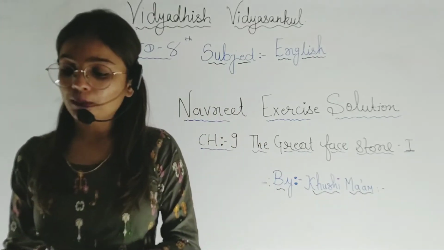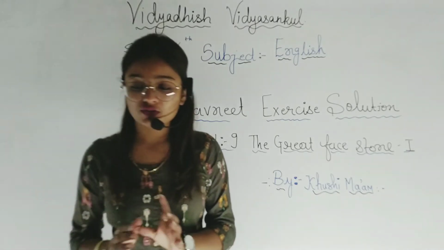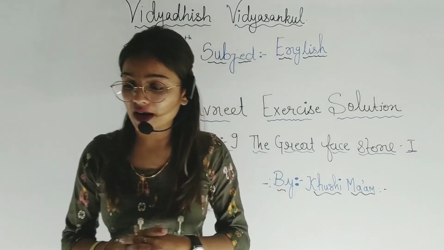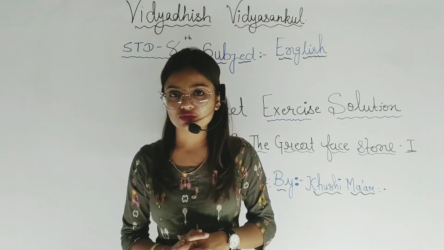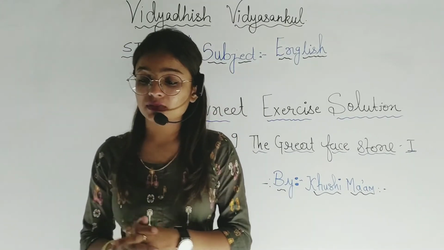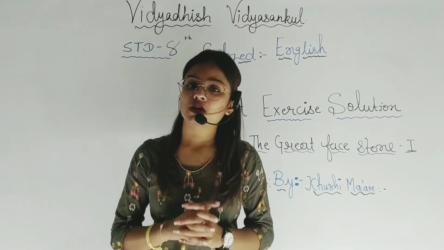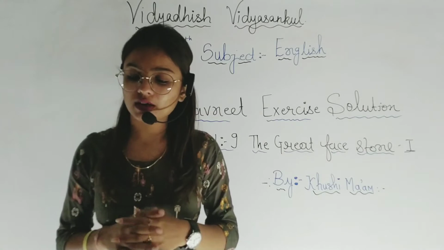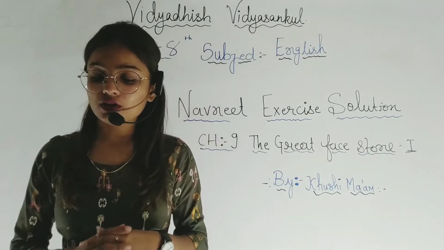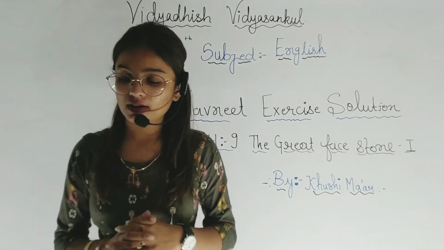Now we have the comprehension check. First we saw the comprehension check, that is, write true or false against each of the following statements. So let's say, students, which statement is true and which statement is false. Our first statement is: the Great Stone Face stood near where Ernest and his mother lived.